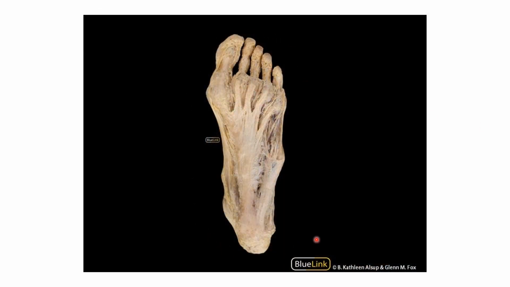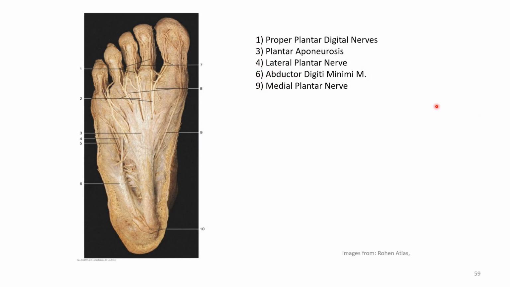Looking at the sole of the foot, this is the plantar aponeurosis. This image has the plantar aponeurosis seen. And this would be the lateral plantar nerve, and medial plantar nerve. The medial and lateral plantar arteries will be running right along with these nerves.